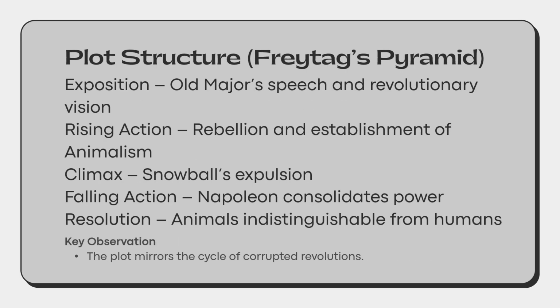The plot of Animal Farm follows a clear structure. The exposition introduces all major revolutionary ideas. The rising action shows the animals' rebellion and early success. The climax occurs when Snowball is expelled from the farm. The falling action shows Napoleon's consolidation of power, and the resolution reveals that the animals are no longer able to distinguish pigs from humans. This structure enforces the theme of corrupted ideals.